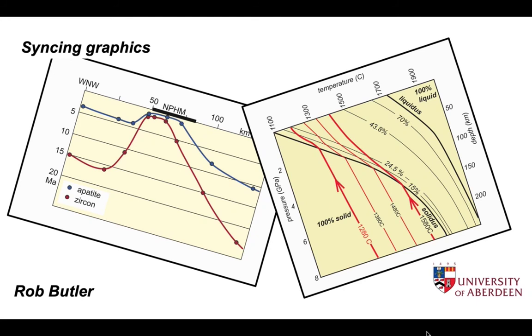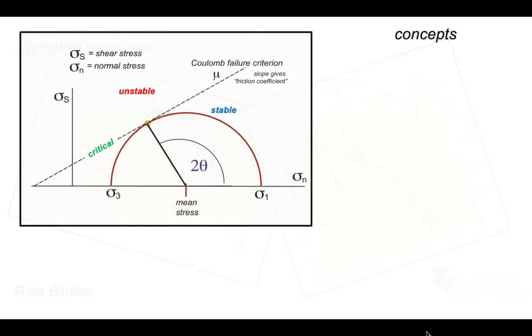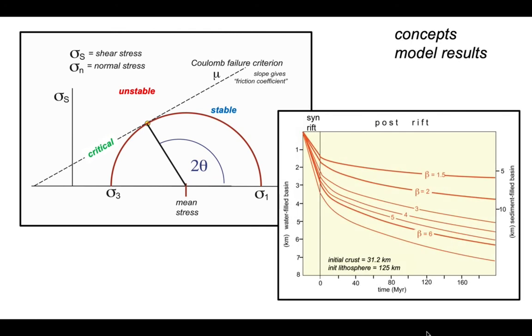Good graphics are a fundamental part of pretty much any scientific presentation. We use them in the earth sciences for a number of reasons. We might use them to illustrate concepts such as the Mohr circle, where we can explain the relationships between stresses and brittle failure and faulting. Or we might use them to illustrate model results such as these outputs from the McKenzie model, which relates subsidence through geological time for different stretching factors.